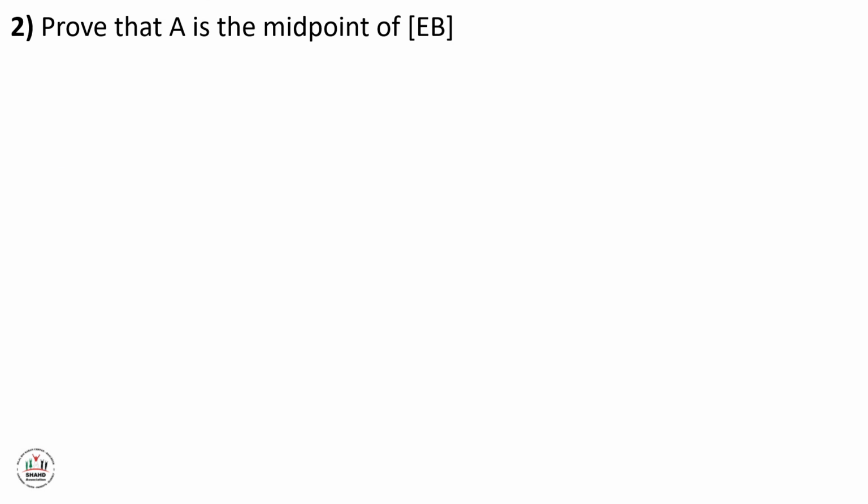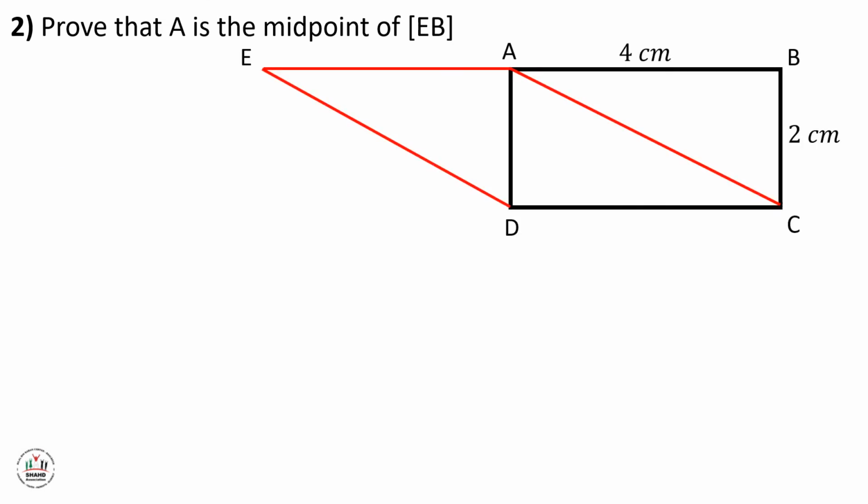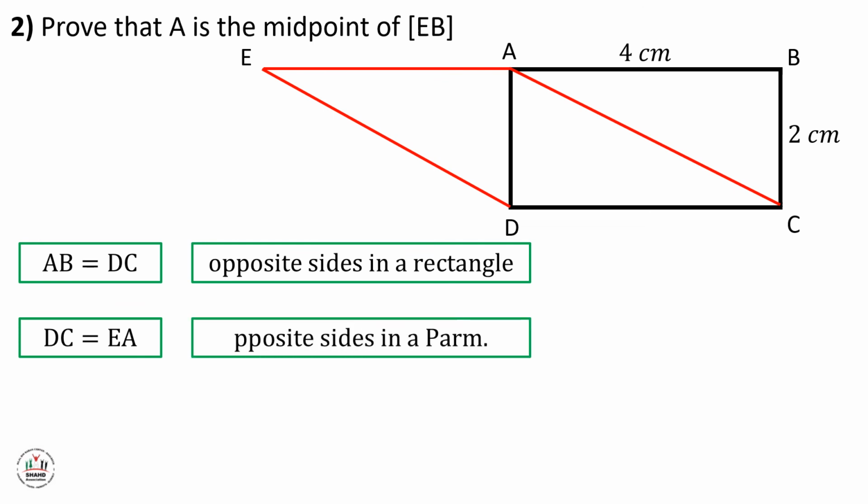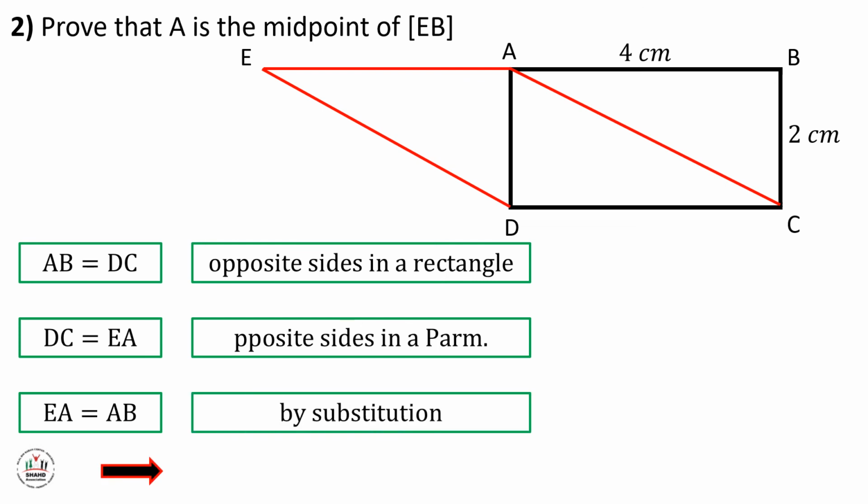Now let's solve the second part. We want to prove that A is the midpoint of EB. We know that AB equal to DC, opposite sides in a rectangle, and DC equal to EA, opposite sides in a parallelogram. Then we can say that EA equal to AB by substitution. So A is the midpoint of EB because EA equal to AB.